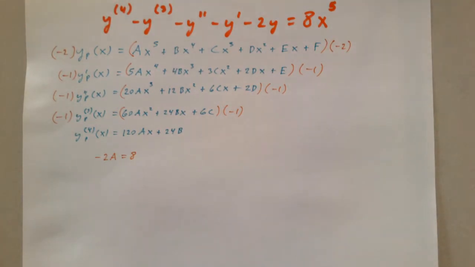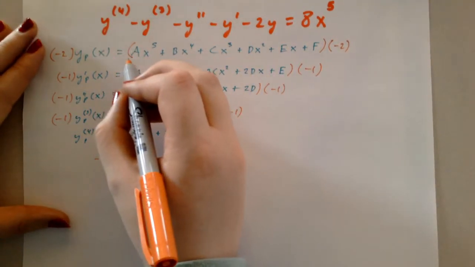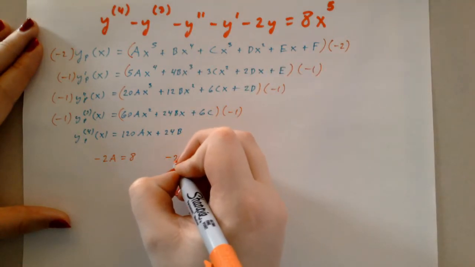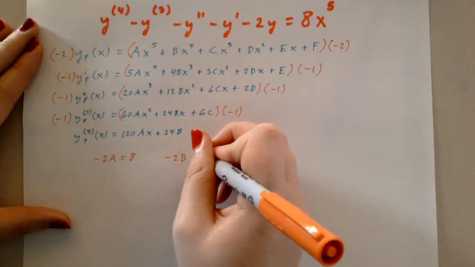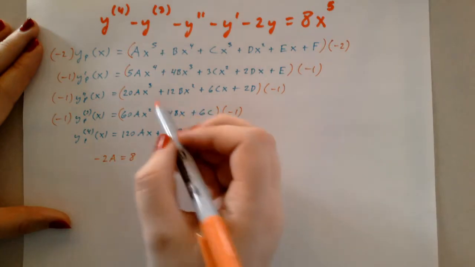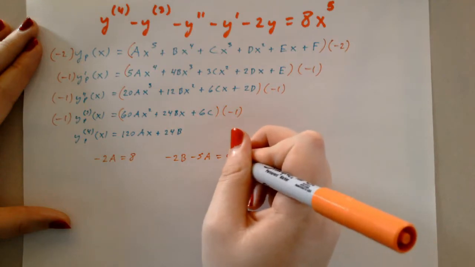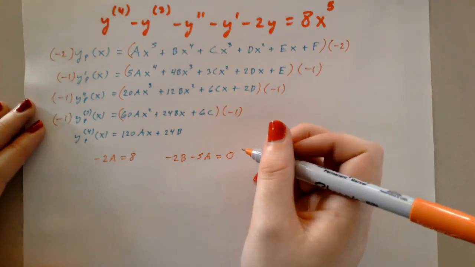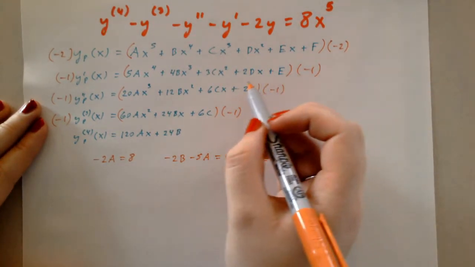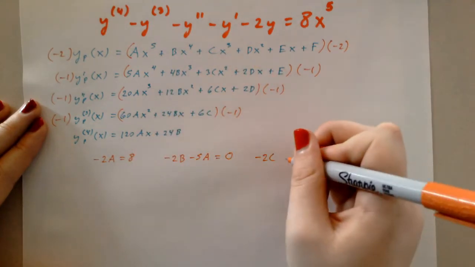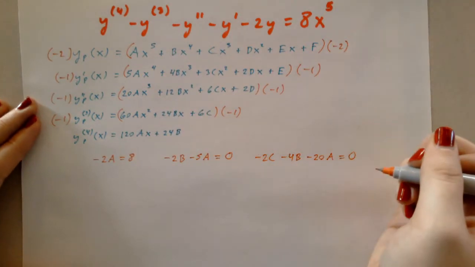So next we'll take a look at our x to the fourth terms to get that equation. So from here we have -2b. From here we end up with -5a. And if you go any further, you don't have x to the fourth anymore. So we know that this equation needs to be equal to 0. We'll do the same thing for our x cubed terms. So here we have -2c. Down here we have -4b. And from here we have -20a. Once again, that's equal to 0.